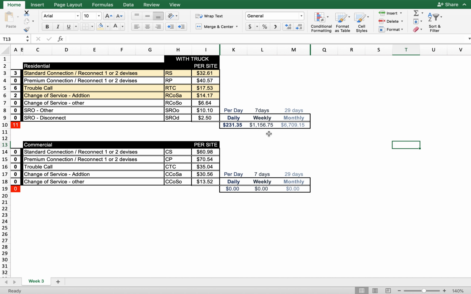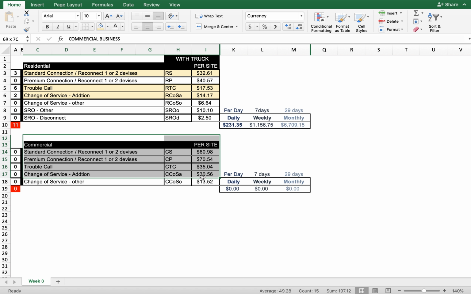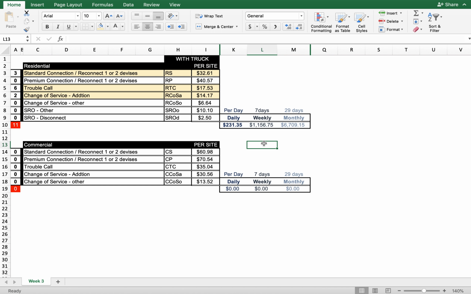Now, with that alone, that's $231.35 for the day. That's 11 calls. That's $1,100 a week. Now, keeping in mind, you will start to receive commercial calls after about a month. Commercial calls are a little bit more complicated. They require a little bit more finesse and definitely some skills. So on average, you got about 30 days, 45 days before you start seeing commercial calls.